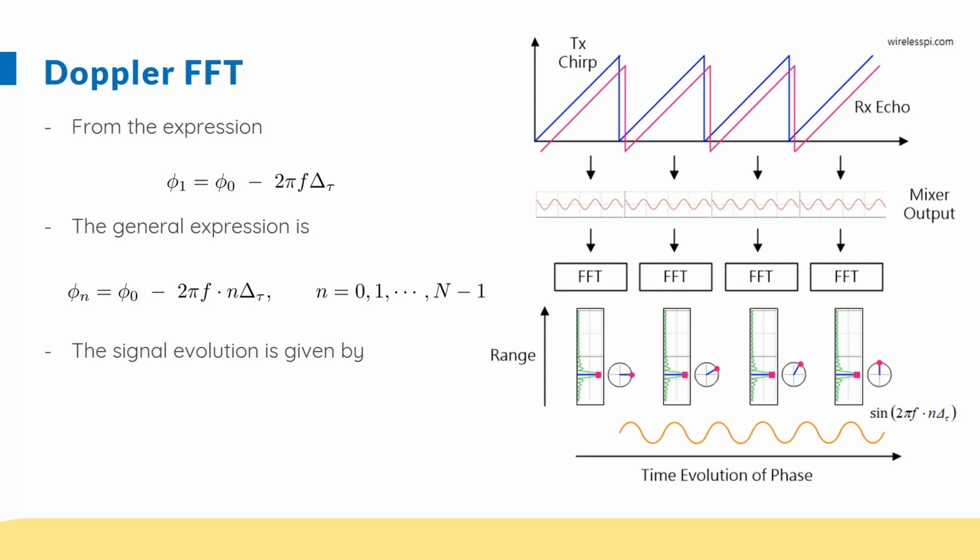And what does the signal look like? The signal will be some constant multiplied by e raised to power j and this phase. And what is this phase? Minus 2 pi f n delta tau. And we just saw that this can be written as, and where did we see this in the previous slide?